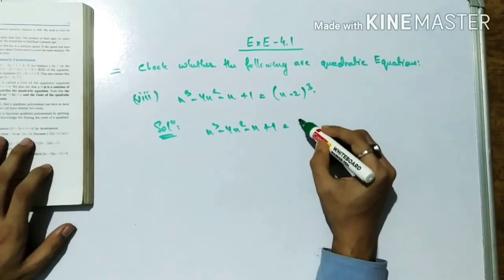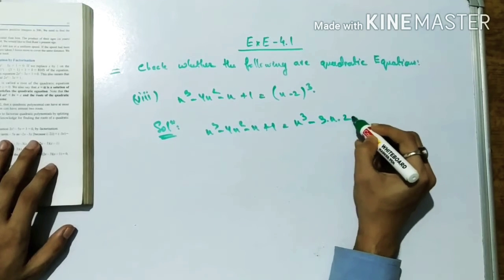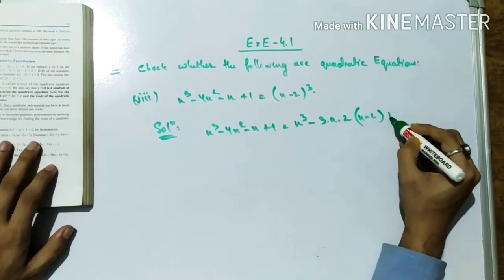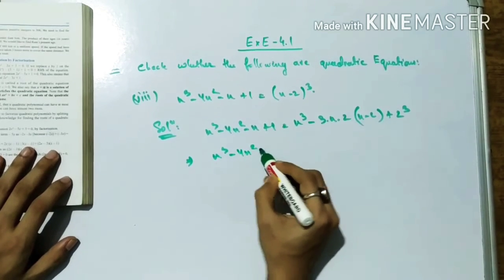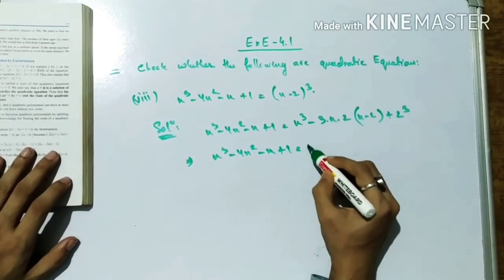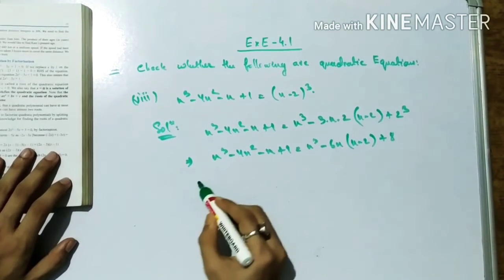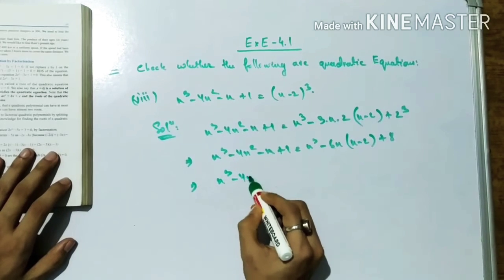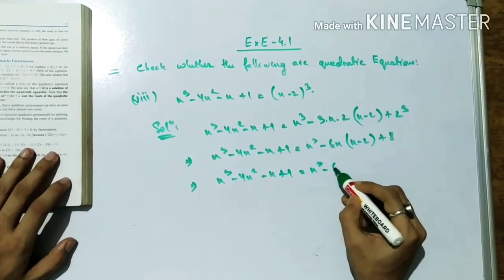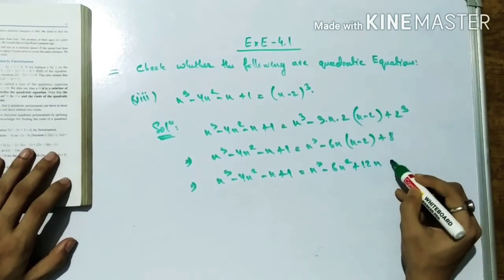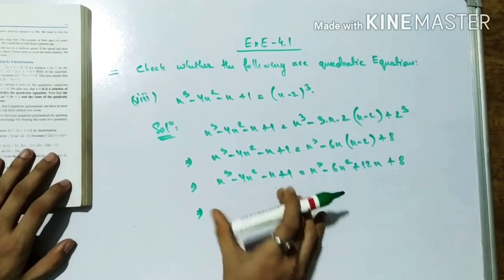If I break it with the formula, I will get x cube minus 3 into x into 2, x minus 2, plus 2 cube. So ultimately, I will get x cube minus 4x square minus x plus 1 is equal to x cube minus 6x, x minus 2, plus 8. So again, I will get x cube minus 4x square minus x plus 1 is equal to x cube minus 6x square plus 12x plus 8. So everything, let me bring to the left hand side.